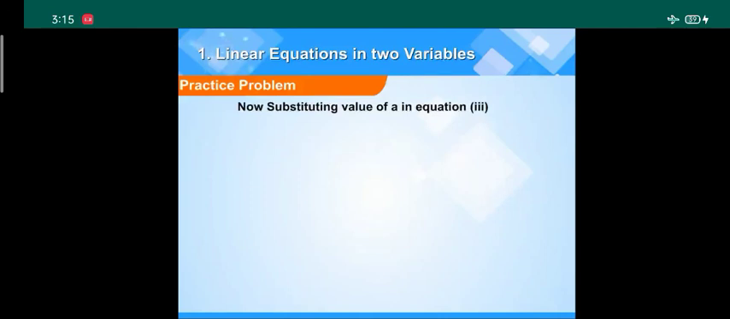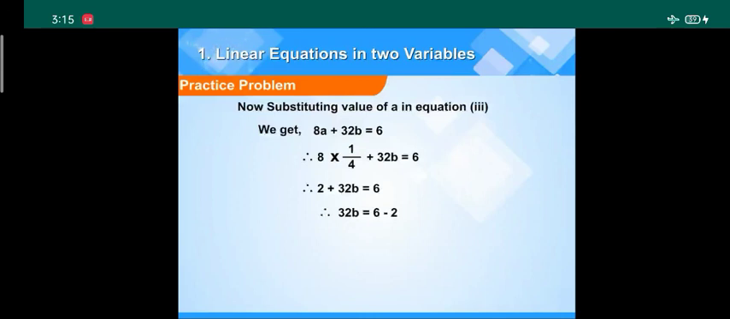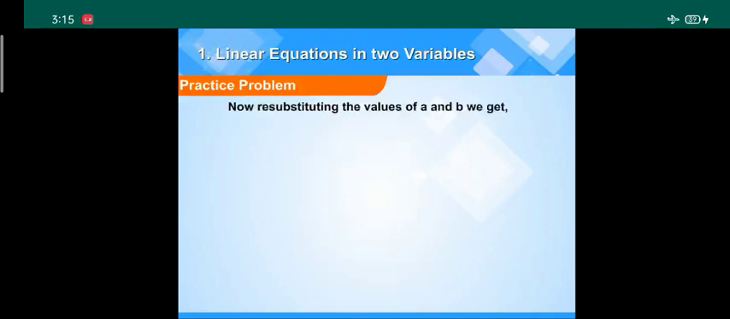Now, substitute value of a in equation number 3. We get 8 into 1 divided by 4 plus 32b is equal to 6. Therefore, 2 plus 32b is equal to 6. Therefore, 32b is equal to 6 minus 2. Hence, 32b is equal to 4. Thus, b is equal to 4 divided by 32. It gives b is equal to 1 divided by 8.